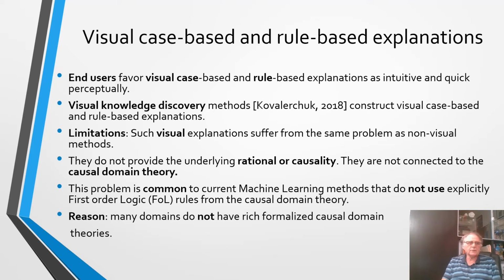Normally, in the so-called analytical machine learning, the term used by Tom Mitchell, first-order logic, inductive logic programming, or relational methods in general allow incorporating domain theories, but it's still outside of today's mainstream of machine learning. And why? The reason is quite simple. Many domains do not have rich formalized causal domain theories. So it's not that people object to using them, but simply we are not at that place yet.